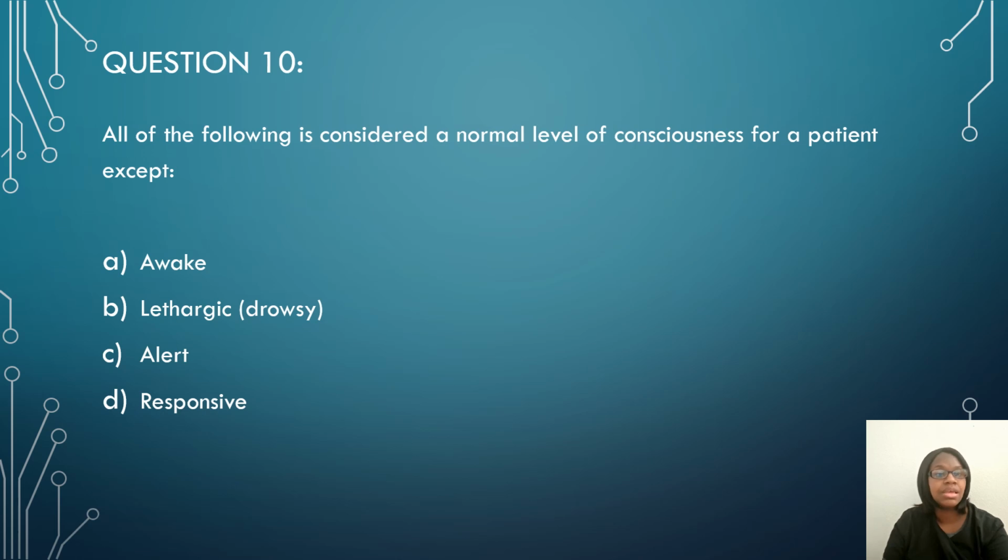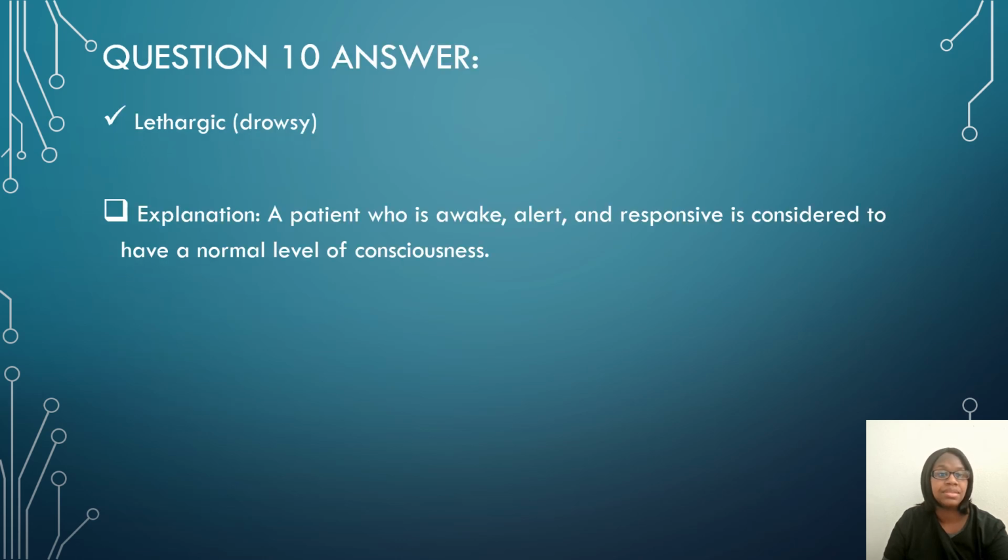Question 10. All of the following is considered a normal level of consciousness for a patient, except which answer? If I'm moving too fast, pause the video, okay? Drowsy. A patient who is awake, alert, and responsive is considered to have a normal level of consciousness.